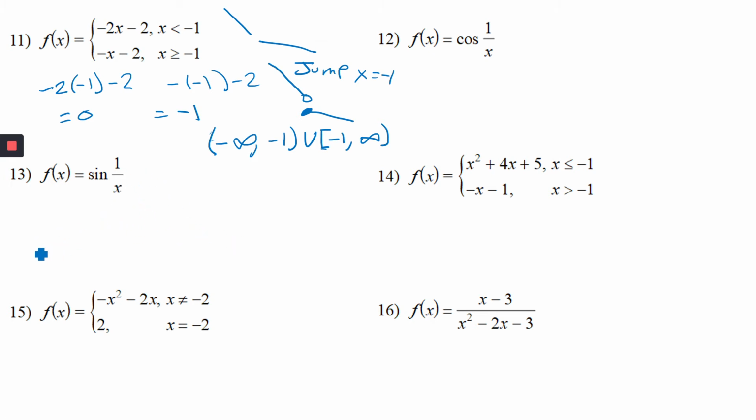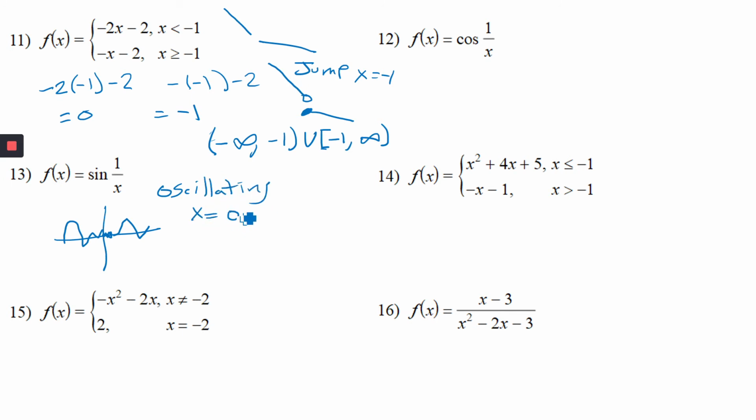This is the one that's going to oscillate. So if you graph this, you might have to zoom in with your calculator. Maybe use a zoom trig and zoom in a little bit further. I believe it kind of wiggles back and forth here, kind of like that. And so you're going to have an oscillating discontinuity, and that's going to happen when x is 0.